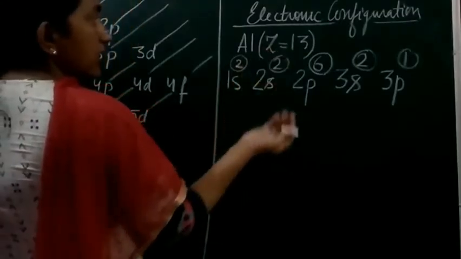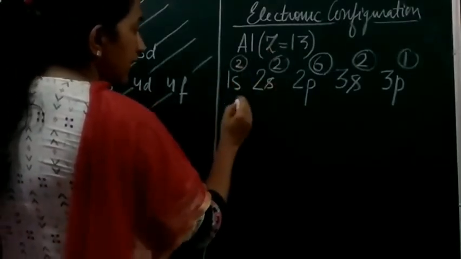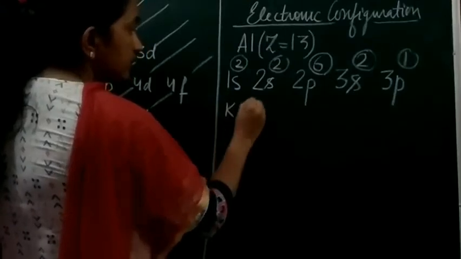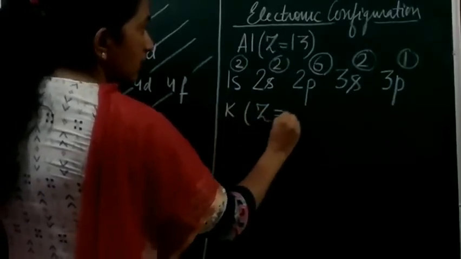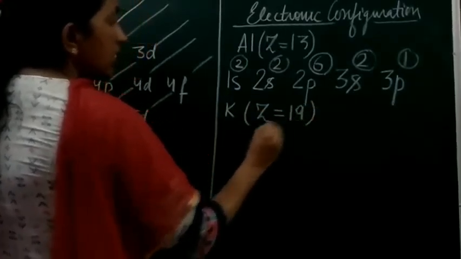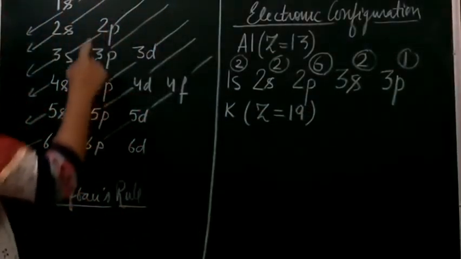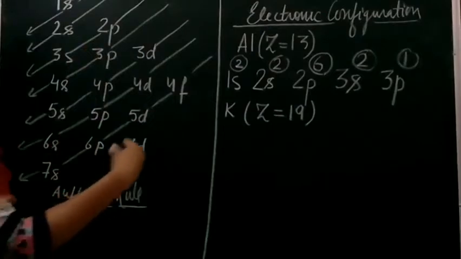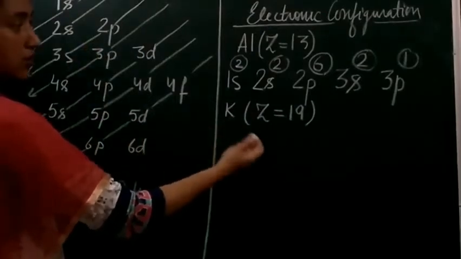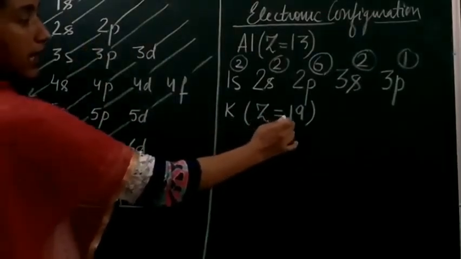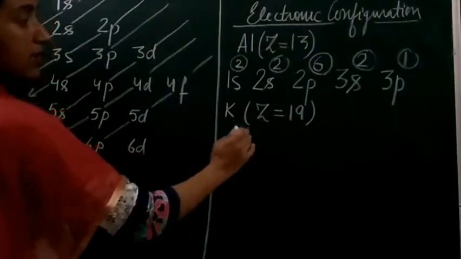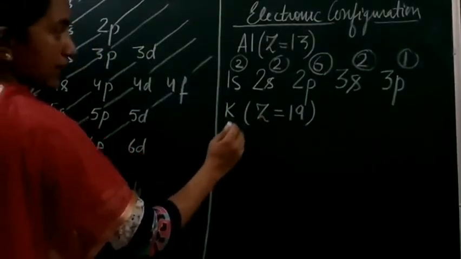Now we will do one more here. We have done for aluminium, right? Now you can write down for the potassium. So try to write down the configuration with the help of this. You can do it along with me also. So potassium Z equals 19, right? So what will be the electronic configuration of potassium here?